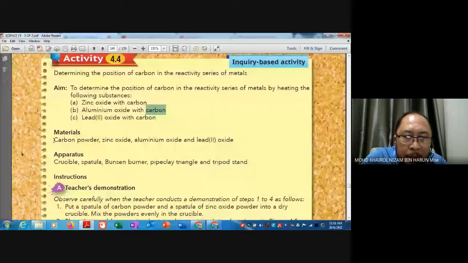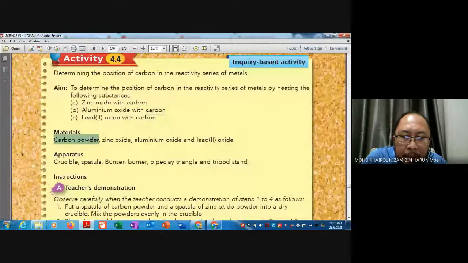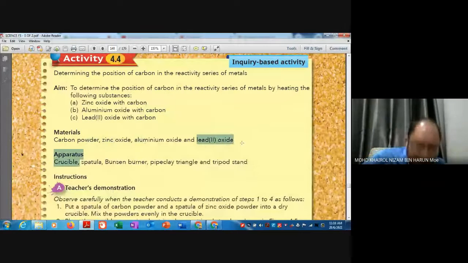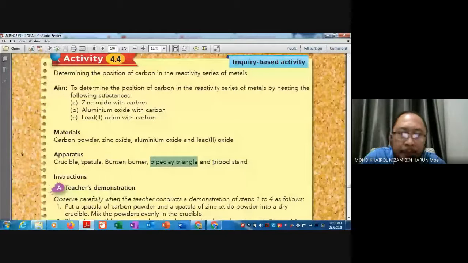Okay, so now we look at the materials: carbon powder, zinc oxide, aluminum oxide, and lead(II) oxide. So we are using four chemical substances here. The apparatus are a crucible, spatula, Bunsen burner, pipe clay triangle, and tripod stand. All these materials and apparatus you must remember.